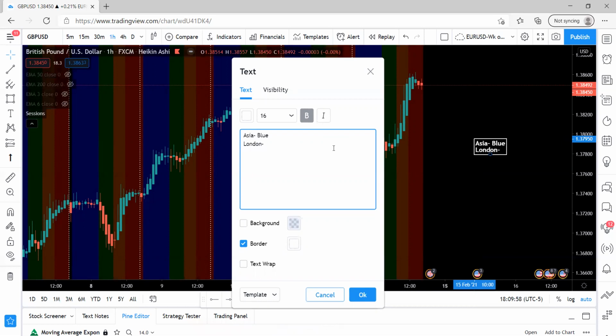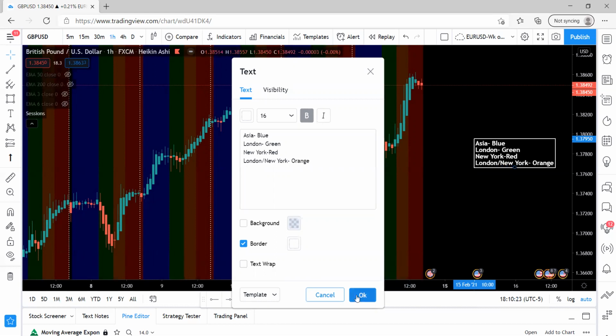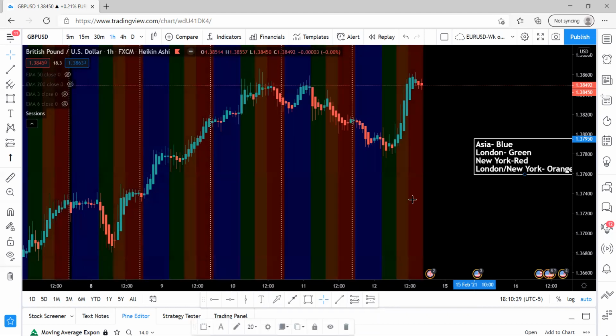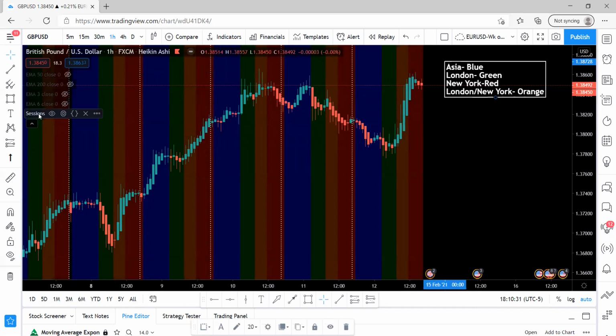London is green, and then you have New York, which is red. And if you look at the chart, you'll also notice that you see an orange color, and that is basically the overlap of London and New York. So I'll note that so that I know for myself. So now you have this key over here that you can always refer back to instead of having to go back into the actual settings to see which session you're looking at.